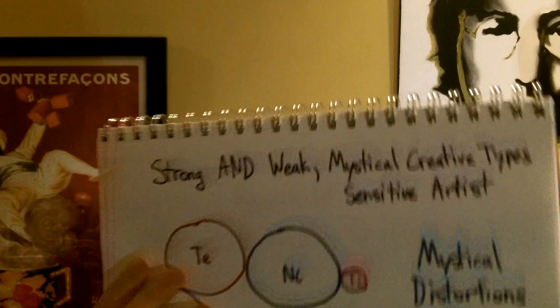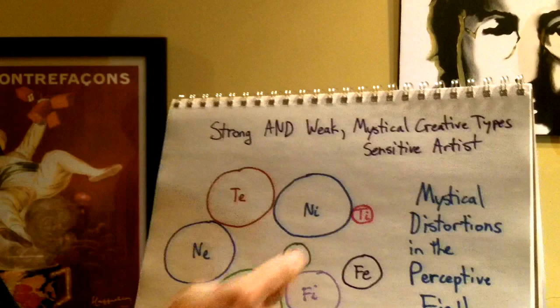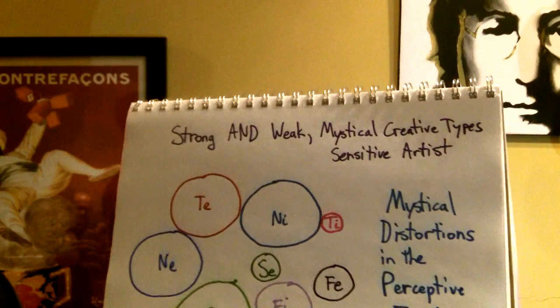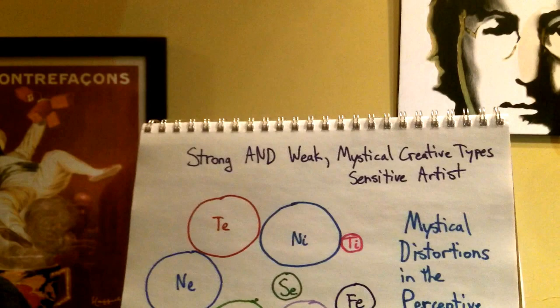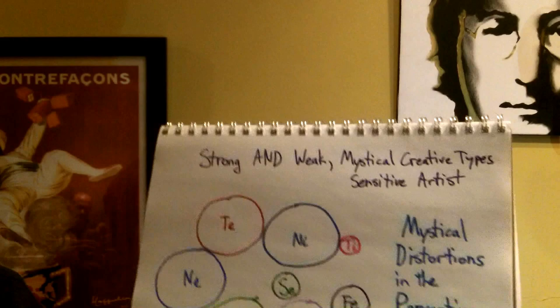Here's the most interesting thing for me. Here's a person who has a few really small bubbles and really huge bubbles. And I call this a mystical, creative, sensitive artist type. Because when they're applying, let's see, do I have any more?